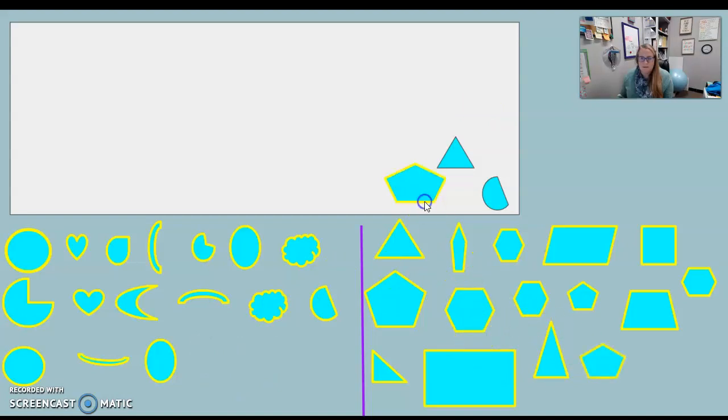All right, let's see what's next. What about this pentagon? 1, 2, 3, 4, 5. Yep, it's a pentagon. Is it going to go with the other pentagons or over here? I'm going to put it over here.